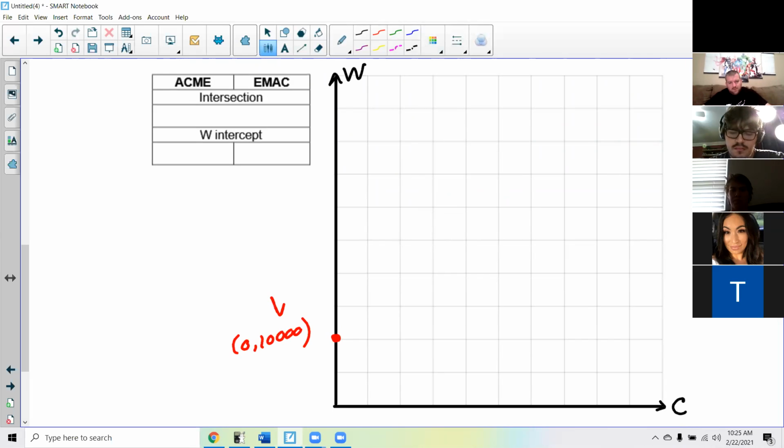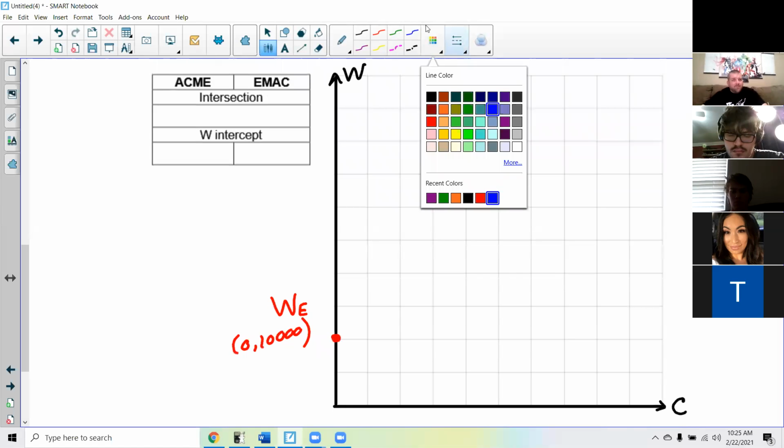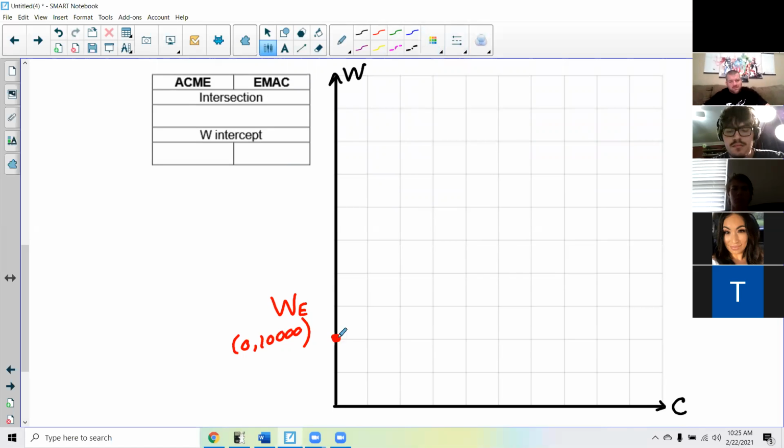And this is going to be the wages for Emac. Acme starts at 0, 25,000. Well, if this is 10,000, just make the numbers make sense. Make the spacing make sense. This is going to be 10. So this is 20, 25,000 right here. Doesn't have to fall on the lines exactly. You can put them anywhere you want, but just know that wherever 10,000 is, 25,000 is a little bit more than double that. So this is the wages for Acme. This is 0, 25,000. Okay.